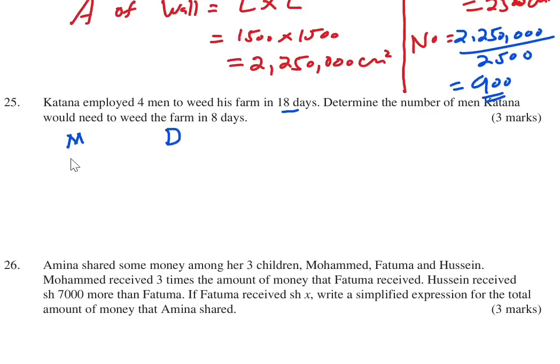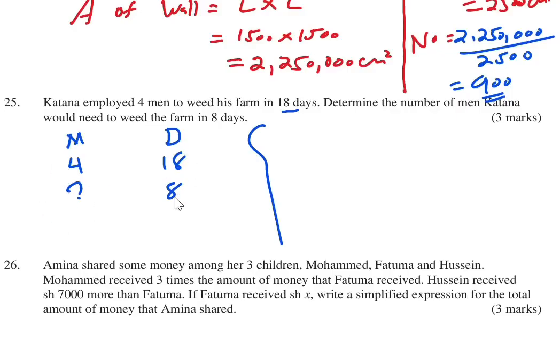So here we have 4 men working in 18 days. Determine the number of men Katana will need to weed the farm in 8 days. So here we have 8 days. So you reason this way. If 4 men take 18 days, what about now 8 days? Do we need more men or less? You can see the days have reduced. Therefore we want many people to work in few days. So it will be more men.